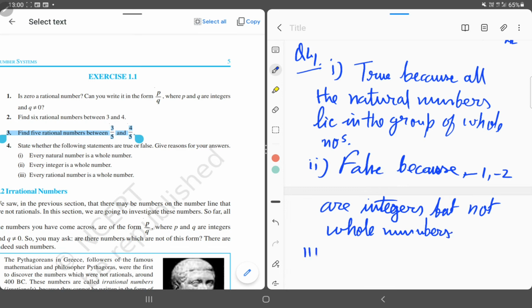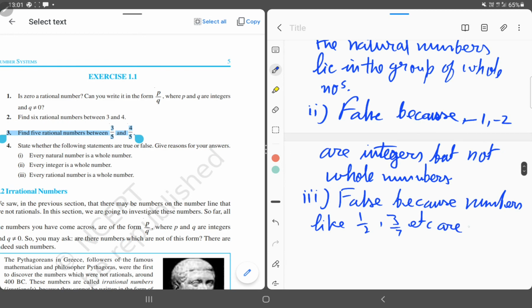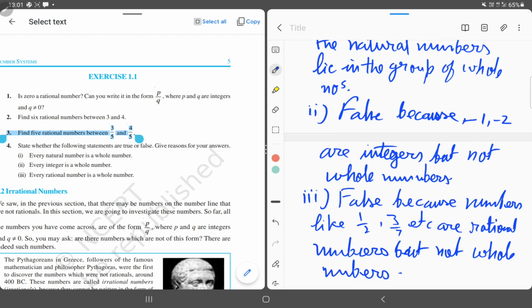Now third is every rational number is a whole number. Again this statement is false because numbers like 1/2, 3/7, etc. are rational numbers but not whole numbers. So this completes our exercise.